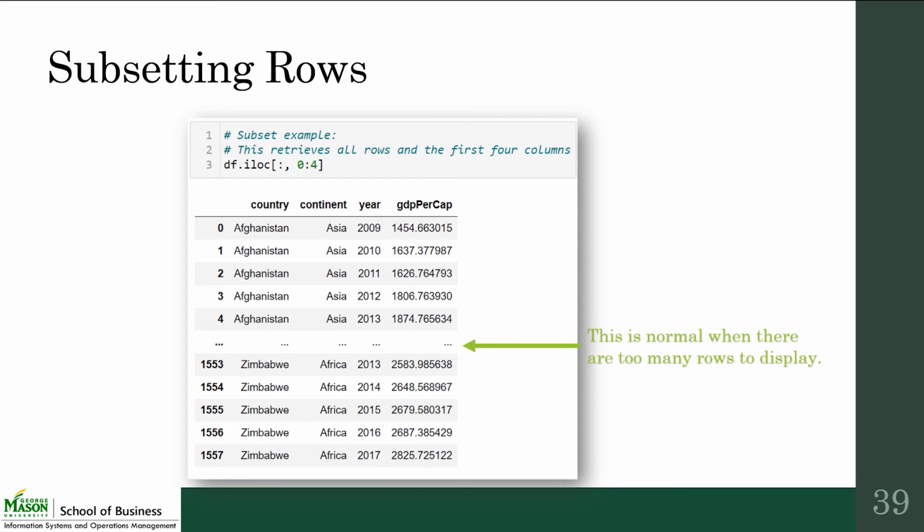Here's another example of subsetting using the iloc attribute, but with the intent on illustrating how the output is displayed when many rows are selected. It's common for the software to show the first 5 and the last 5 rows of the subset.